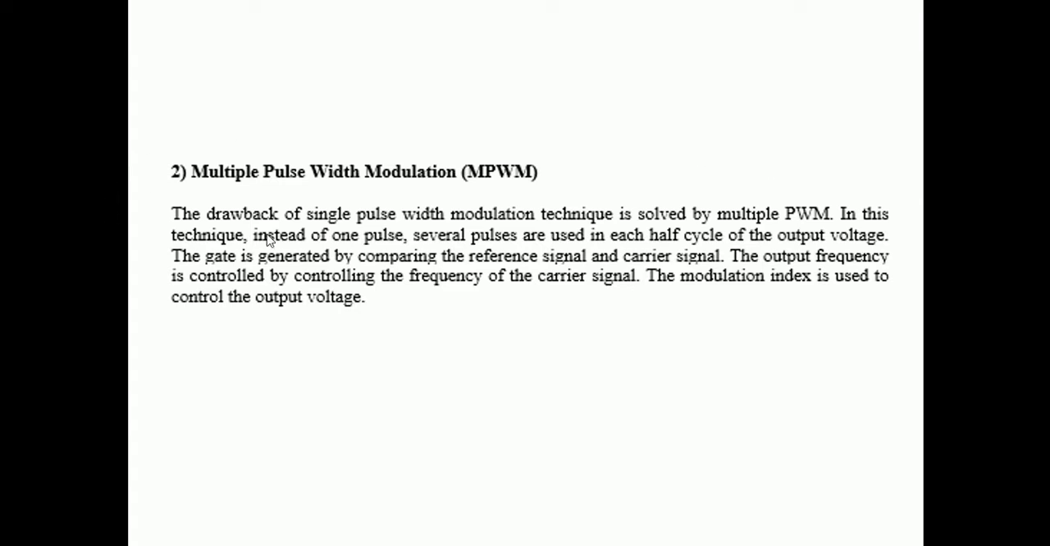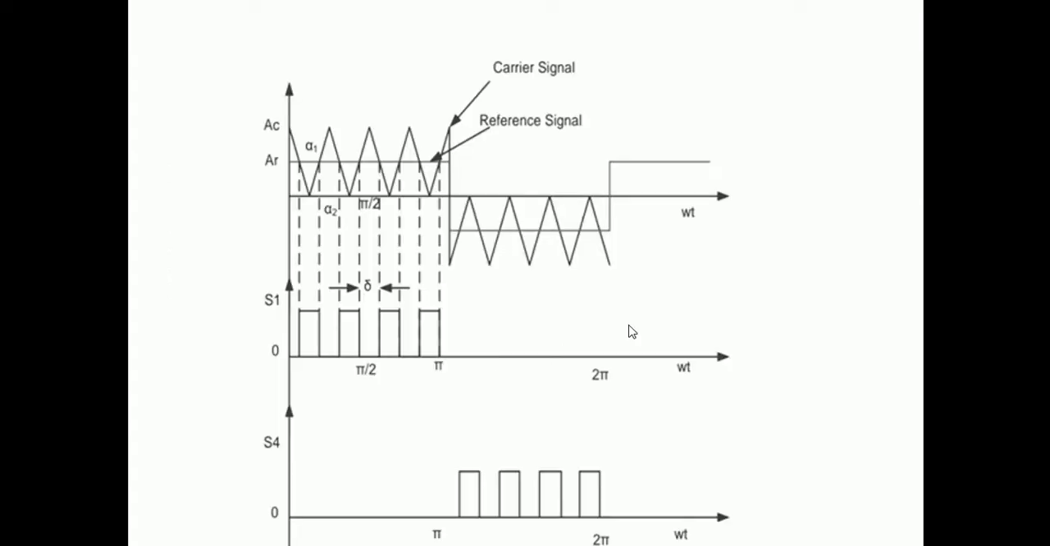In this technique, instead of one pulse, several pulses are used in each half cycle of the output voltage. The gate pulse is generated by comparing the reference signal and the carrier signal. The output frequency is controlled by controlling the frequency of the carrier signal. The modulation index is used to control the output voltage.